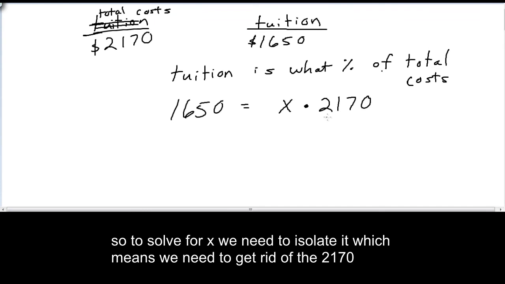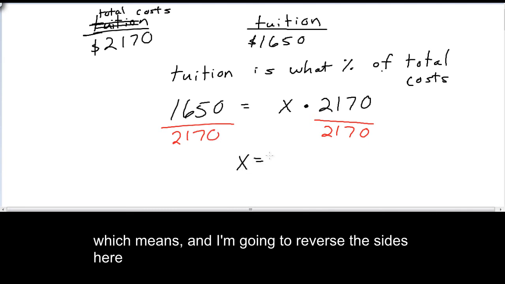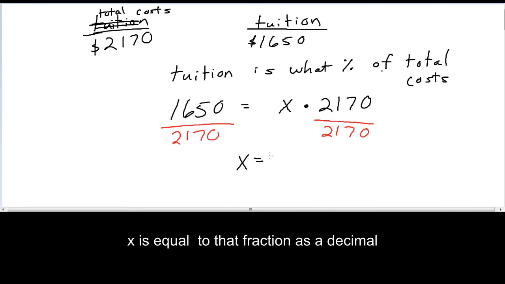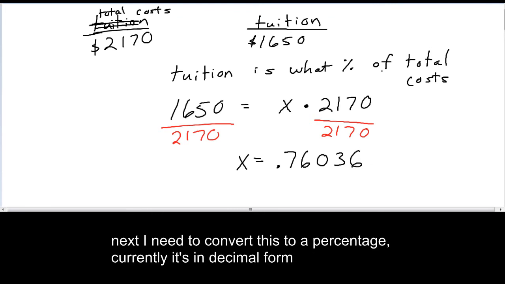2,170. So to solve for x, we need to isolate it, which means we need to get rid of the 2,170, and the simplest way is to divide each side by the number. Which means, and I'm going to reverse the sides here, x is equal to that fraction as a decimal, which comes out to be 0.76036.